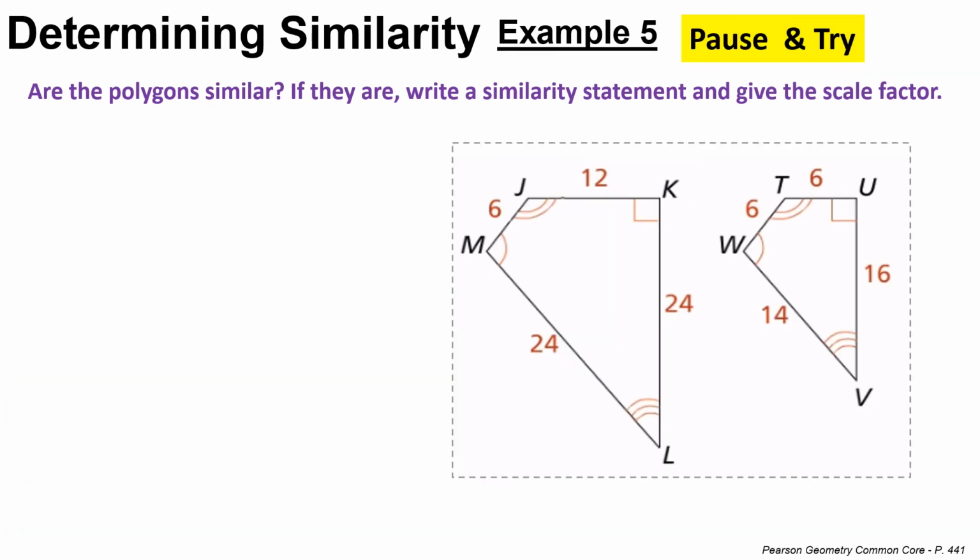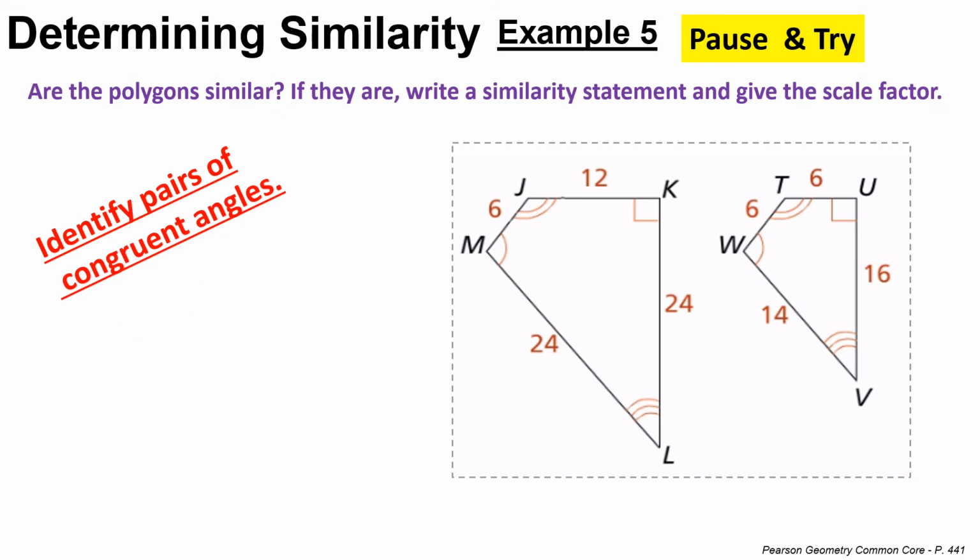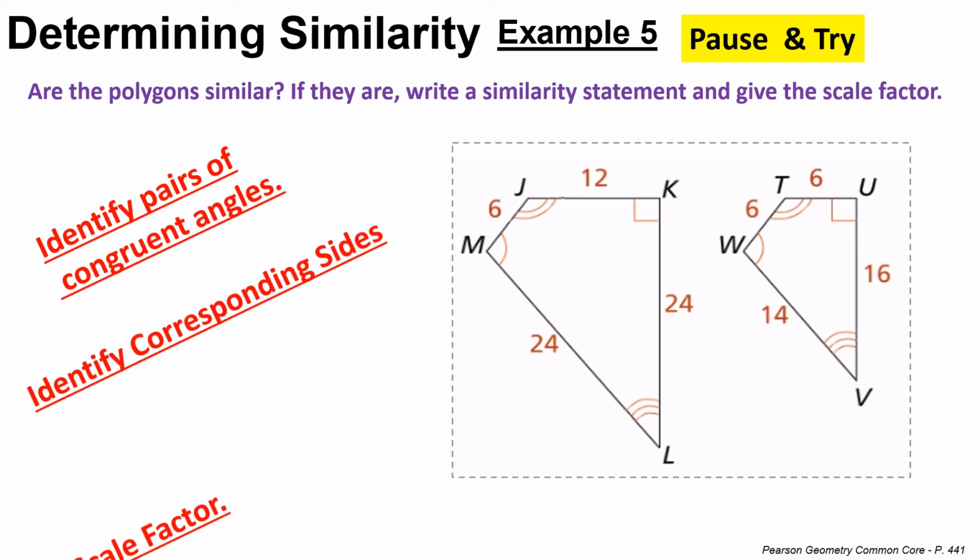So I would like for you to try this problem on your own. Again, it asks, are the polygons similar? If they are, write a similarity statement and give the scale factor. So keep in mind you want to identify pairs of congruent angles and identify corresponding sides and the scale factor. So go ahead and pause the video and try this example on your own.